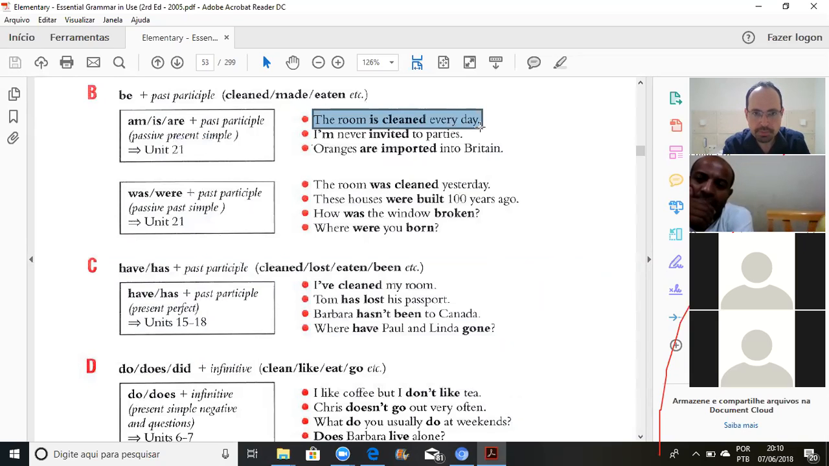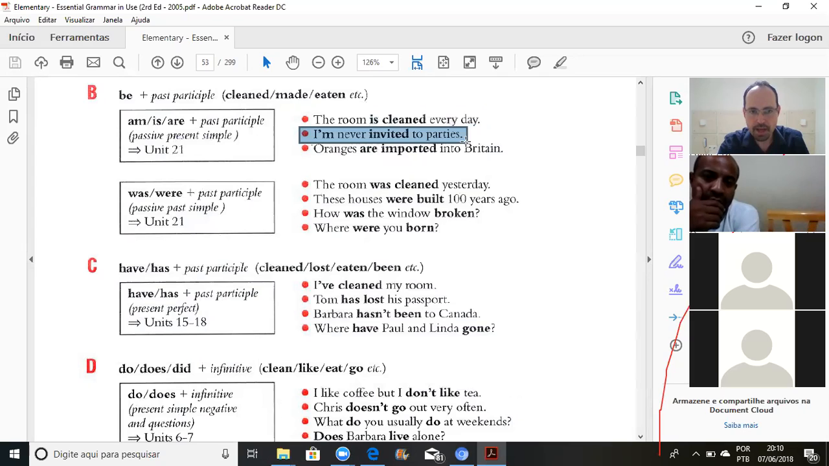So the room is cleaned every day. Try not to think in Portuguese. Try not to think in your mother language, mother tongue. You just try to think in English. Okay, the room is cleaned every day. Something that happens every day is that the room is cleaned every day.